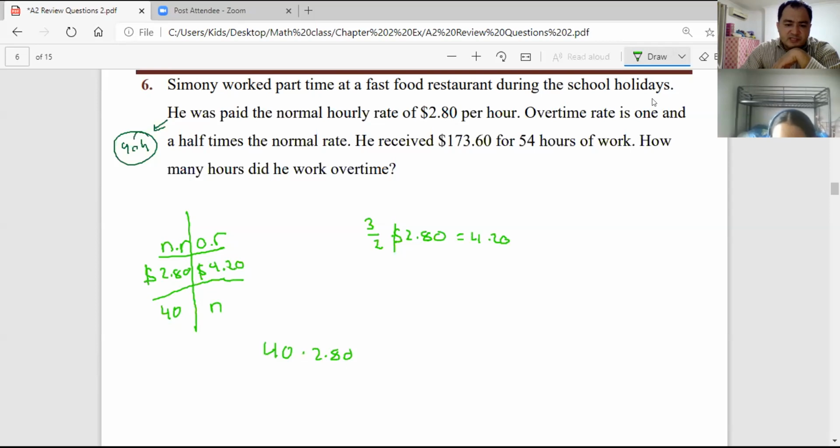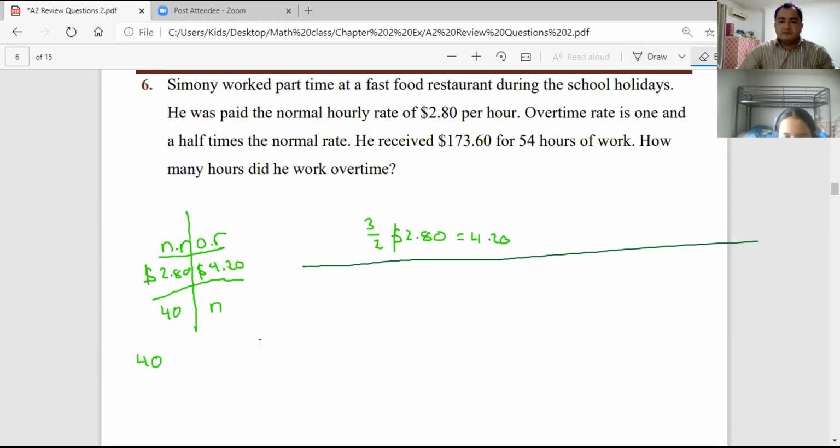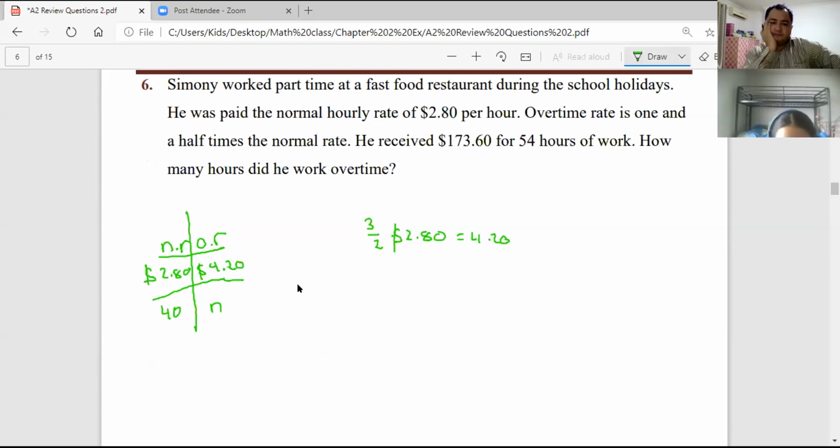Try not to get confused. If you have a decimal point, you better write this cross, otherwise you may get confused. And can you write closer here, Shahina? Right here, we have a lot of space. 40 times 2.80, that's 112. Plus 4.20 times N.